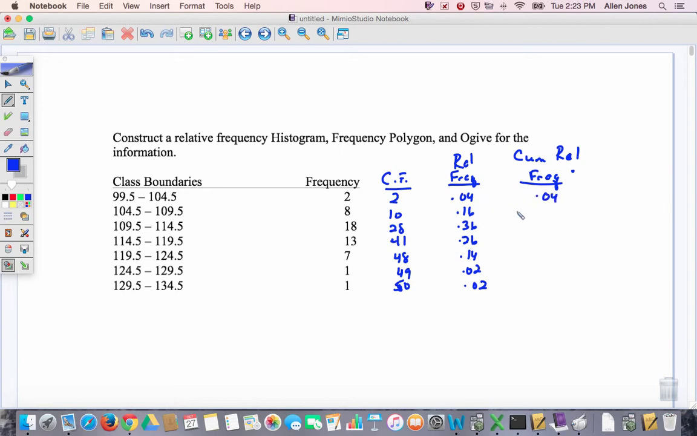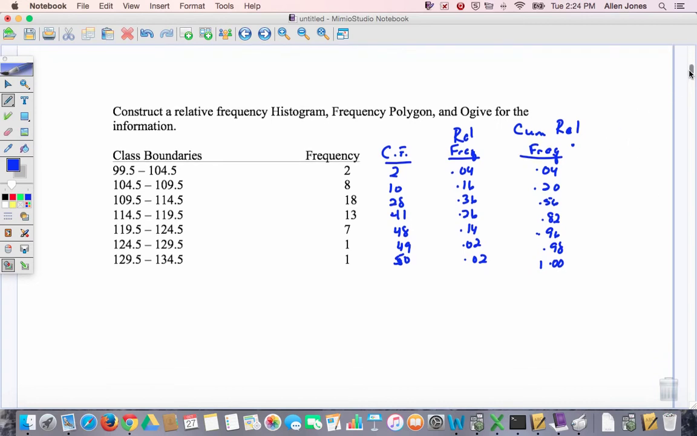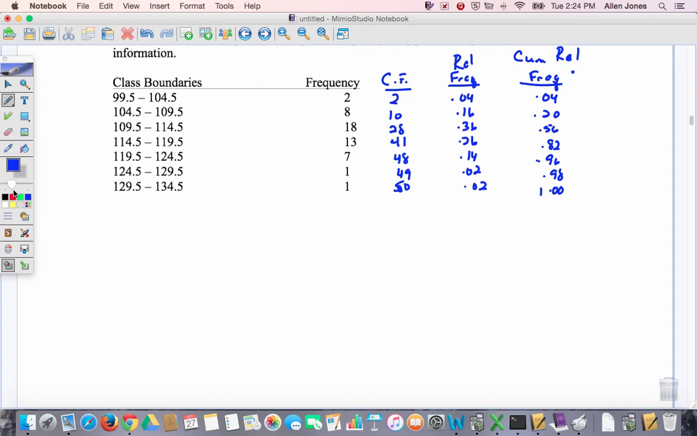So here I'm either taking each of these and dividing by 50 or just doing that running total. So 4% plus 16 gets me 20, 20 plus 36 gets me 56, plus 26 is 82, plus 14 is 96. Oops, let's fix that. Math skills are lacking here. So I have 82%, 96%, 98%, and with a cumulative frequency, we should always end at 100% or 1.0. Okay, so there's our setup.